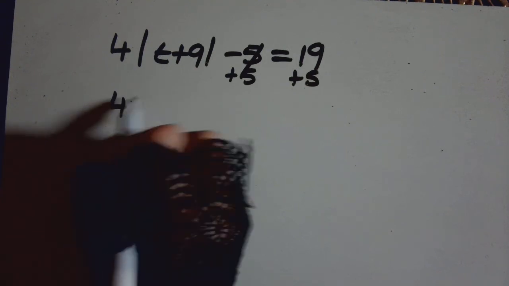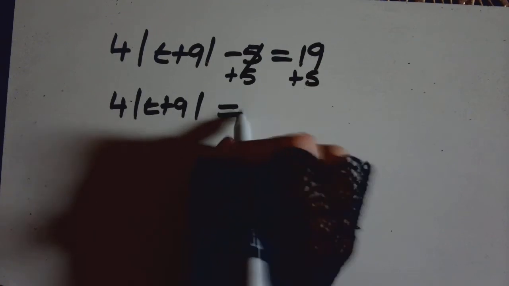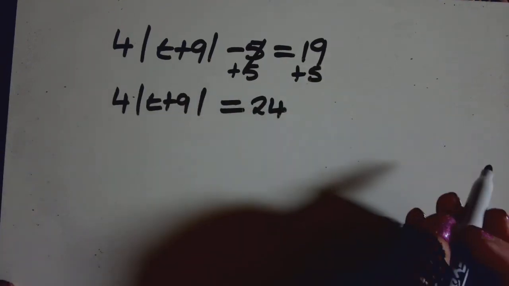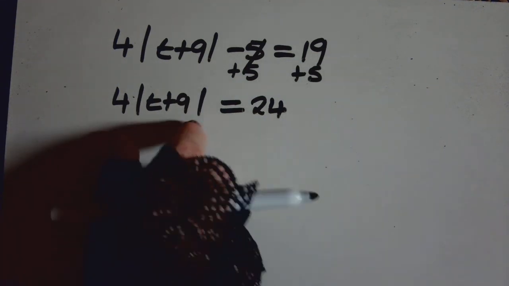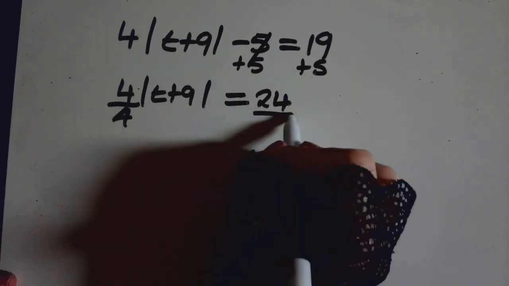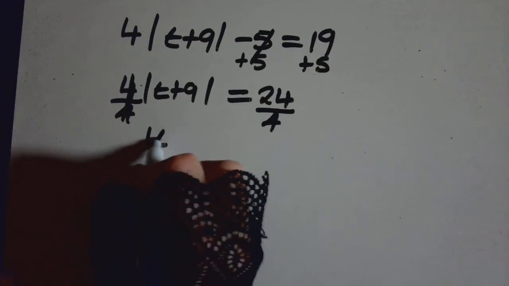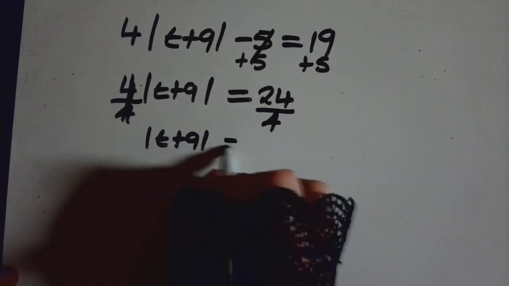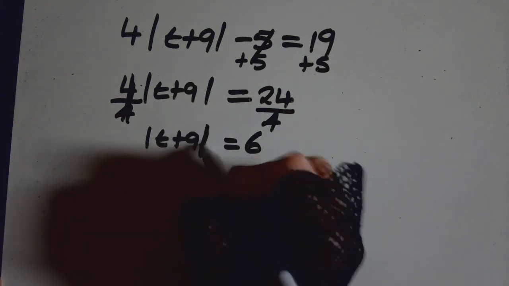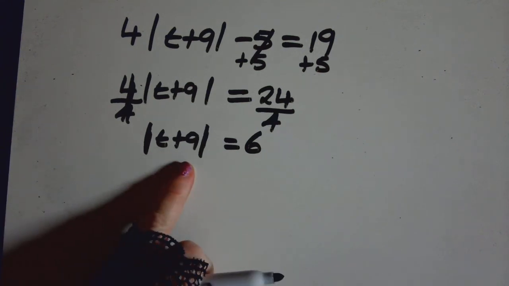So I've got 4, then the absolute value bar, t plus 9, another absolute value bar, equals 19 plus 5, which is 24. So we still don't have the absolute value by itself, so we have to get rid of this 4. So I'm going to divide 24 by 4. So now I have the absolute value of t plus 9 equals 6, correct? Let's not confuse that with absolute value so it doesn't look like 91. So it's t plus 9.